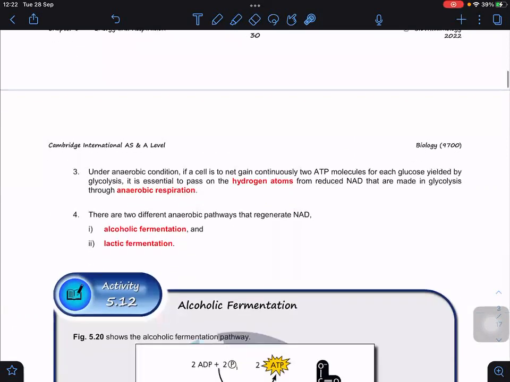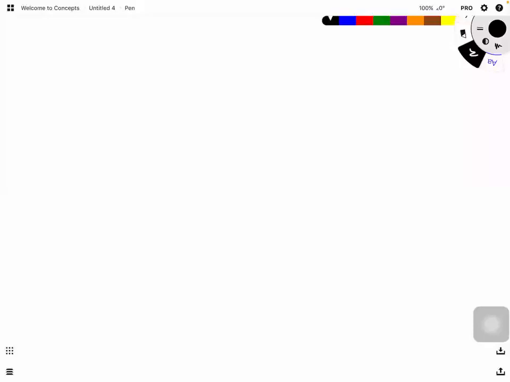Okay, so under anaerobic conditions, if a cell wants to continuously gain ATP, then we have to pass this hydrogen atom on during anaerobic respiration. And we're going to look at two pathways: alcoholic fermentation and lactic fermentation. Let us look at the alcoholic fermentation pathway, or ethanol fermentation pathway, that takes place inside yeast.